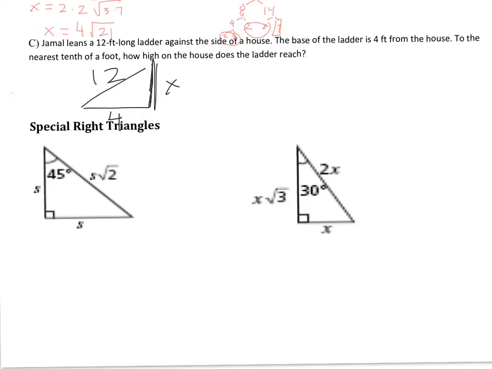Again, here's my right angle. This one's the most important one for C. So x squared plus 4 squared will be equal to 12 squared. This one's a little bit easier because you don't have to do radical format. So I'd take 12 squared minus 4 squared, and then I would take the square root of that, and I would get, to the nearest tenth of a foot, 11.3 feet would be equal to x.